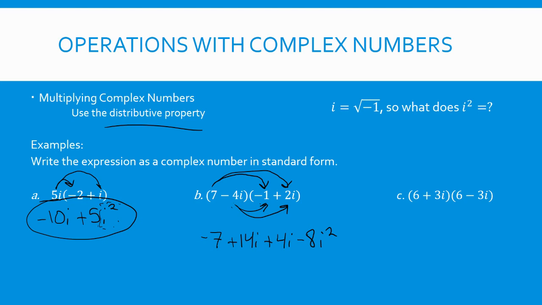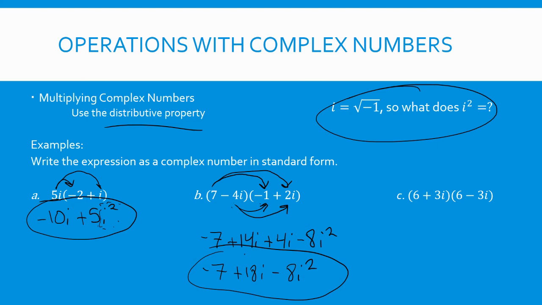Then once again, combine like terms. Negative 7 is the only constant term here. Positive 14i plus positive 4i gives me positive 18i minus 8i squared. This is really the only time we ever write down i squared as is, because I want you guys to kind of think about for now this little top right thing. If i is equal to the square root of negative 1, what do we think i squared is?